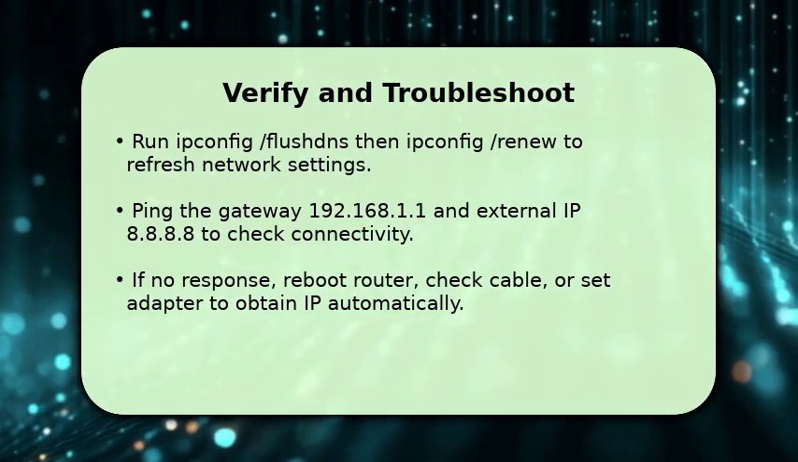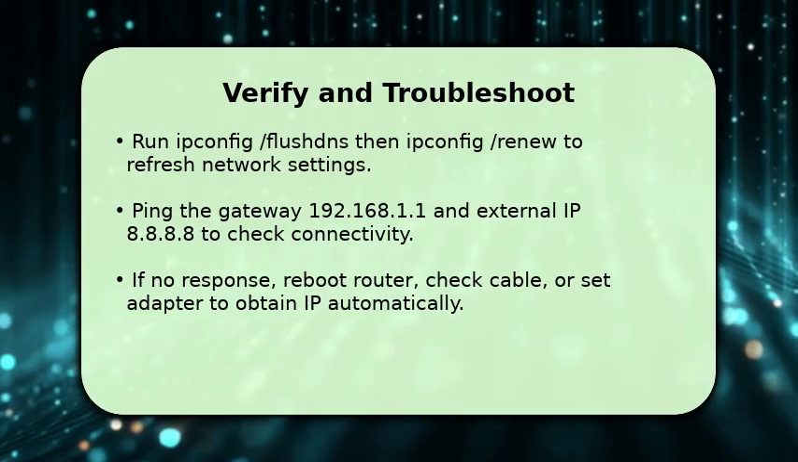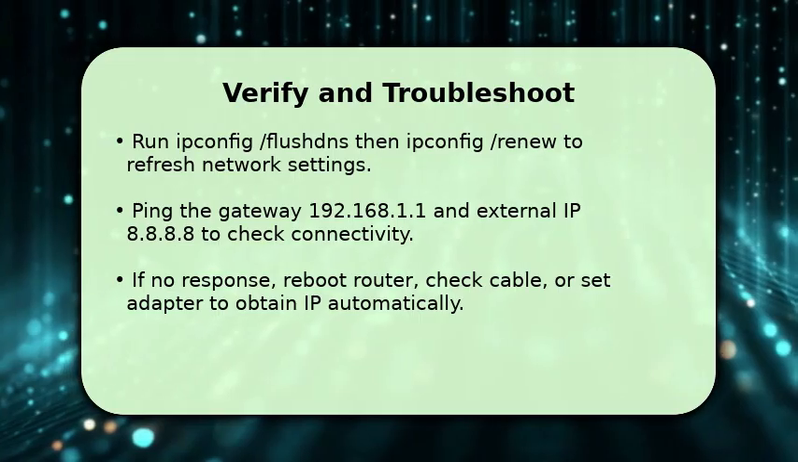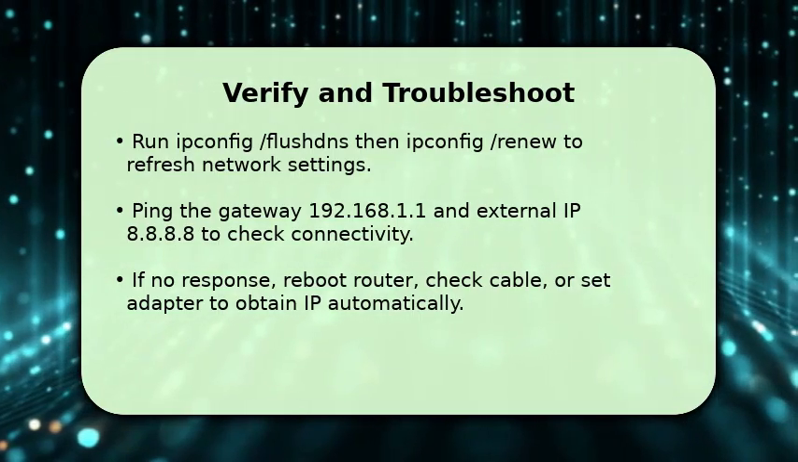If pings fail, reboot the router and switch, reseat the cable, or revert to DHCP by setting the adapter to obtain IP automatically. Document changes and restore previous values.